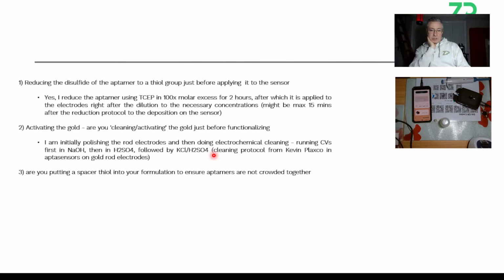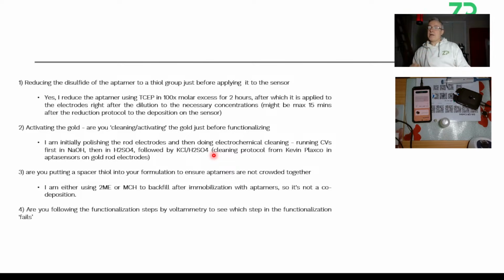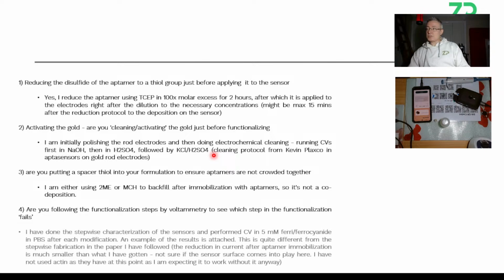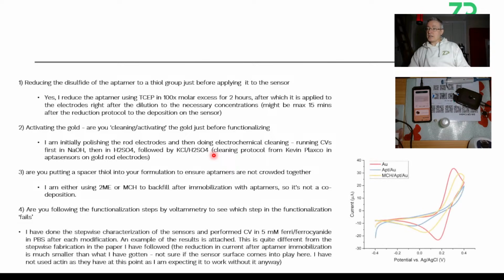Do they put a spacer molecule in? They put a spacer molecule in there to make sure it's not overcrowded. They use MCH. We use MCH. Are they following the steps by voltammetry? They were able to show me that they're following the steps by voltammetry as well. So a pristine electrode, an aptamer electrode, and then an aptamer electrode after the addition of spacer.